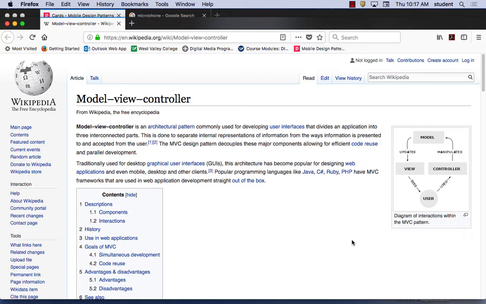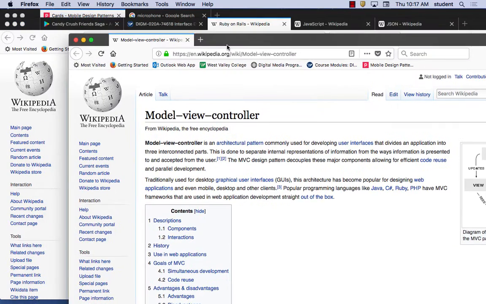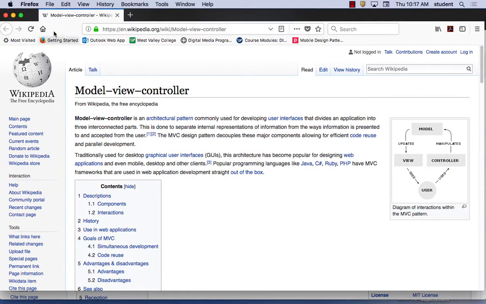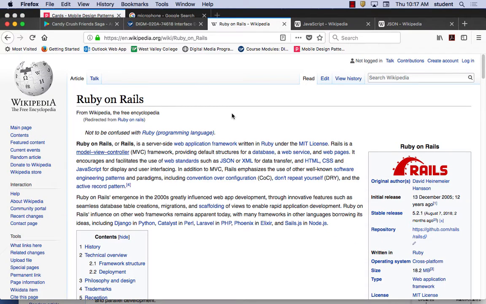So that's the main way of doing it. And if you don't know what Ruby on Rails is, this is again mostly what Facebook uses.